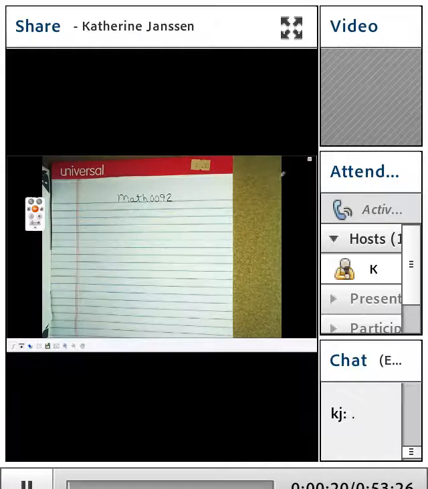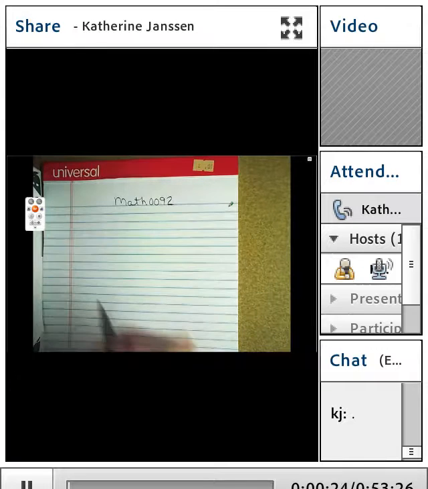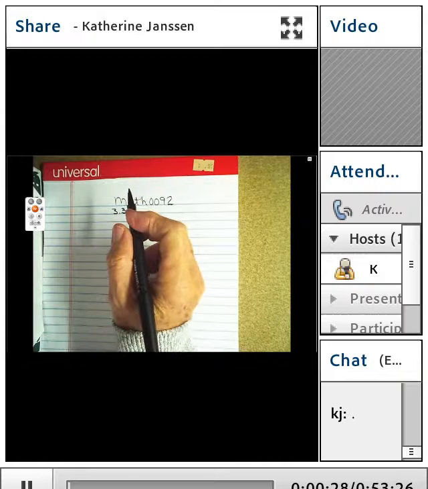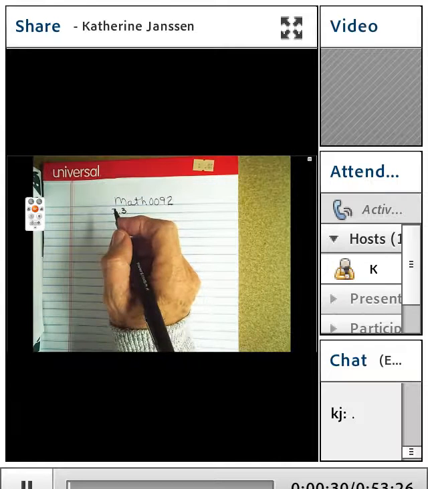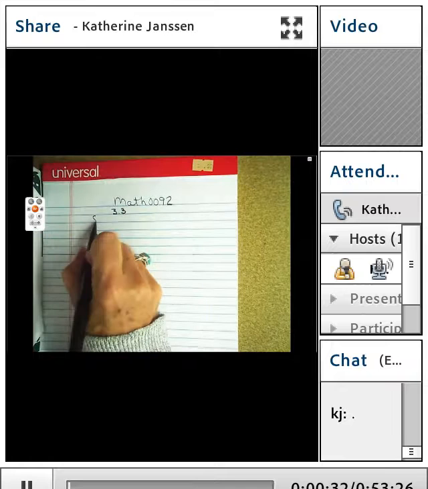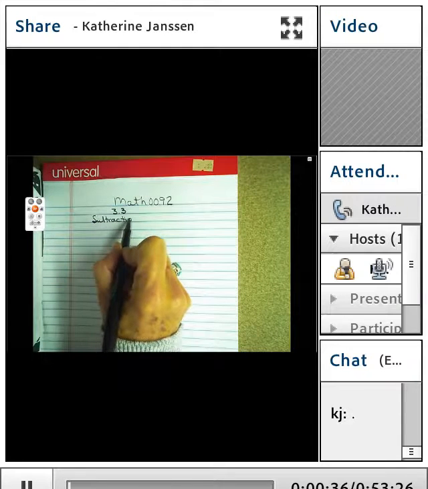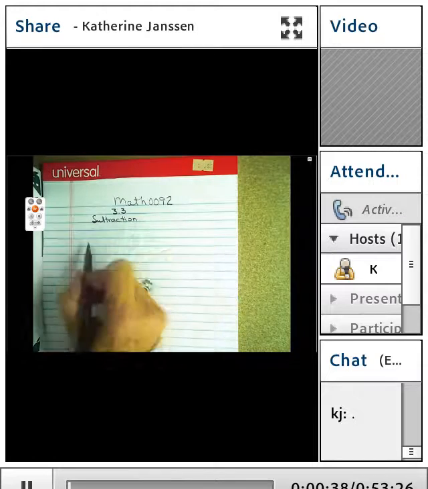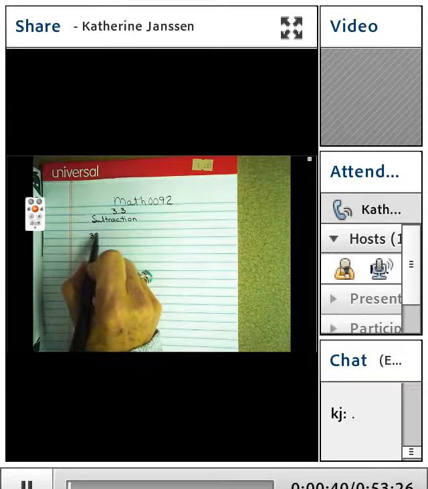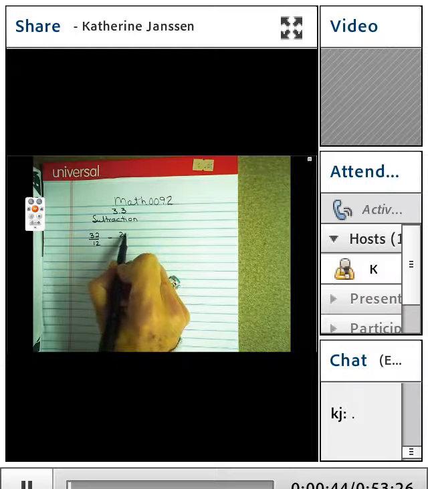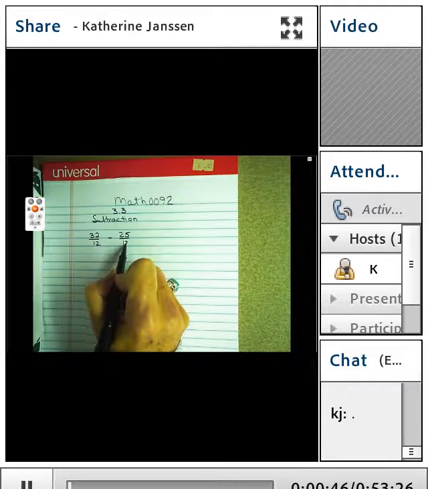Testing. All right, MATH0092. We're beginning with section 3.3 today, and we're going to look at subtraction of fractions. Our first example is 32 over 12, subtract 25 over 12.